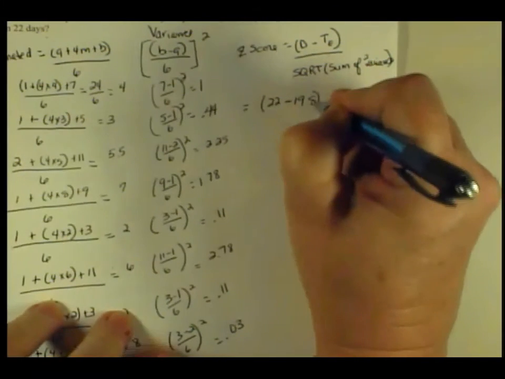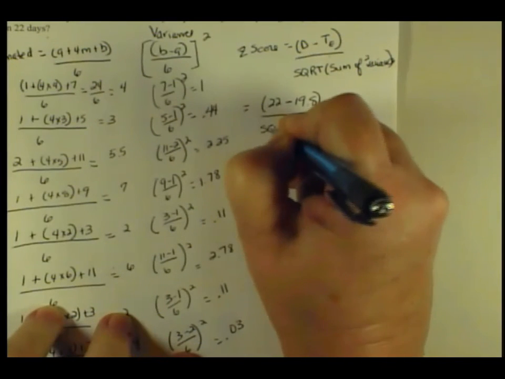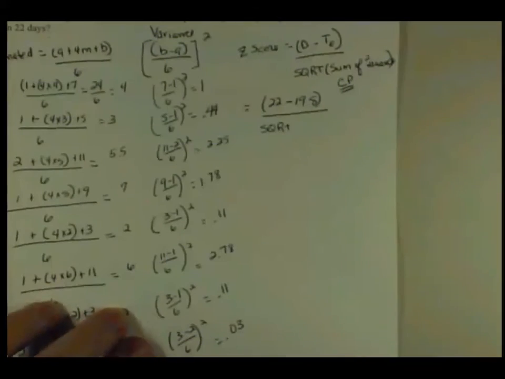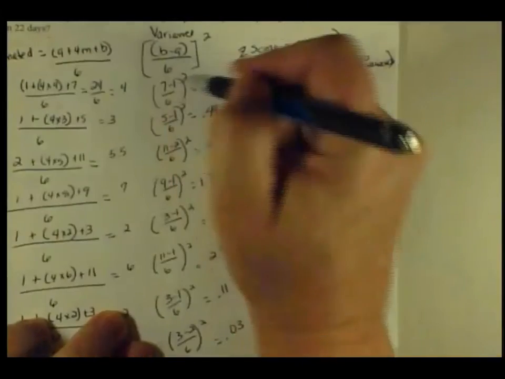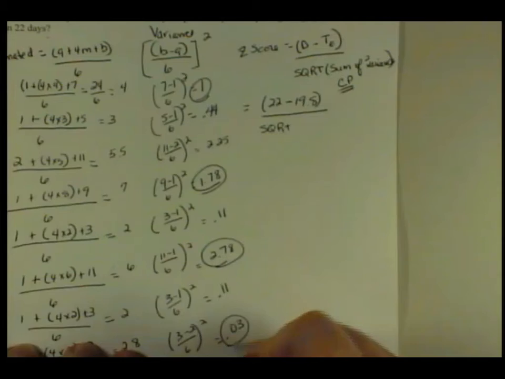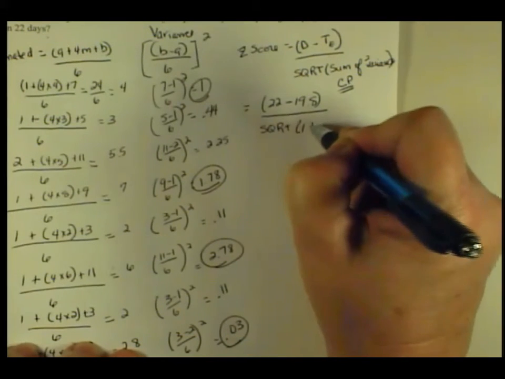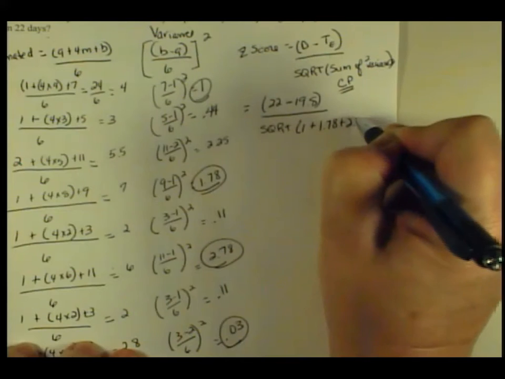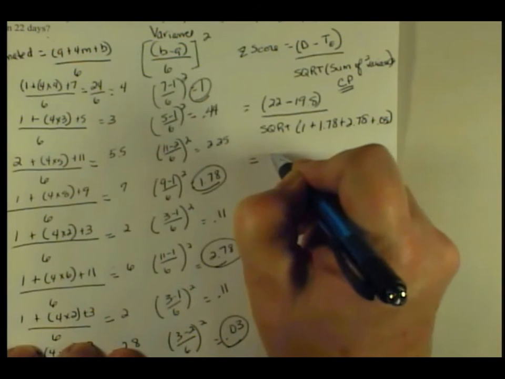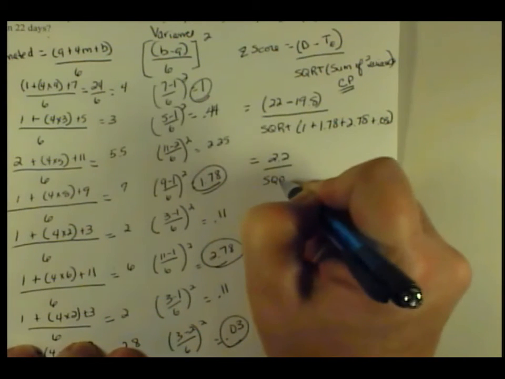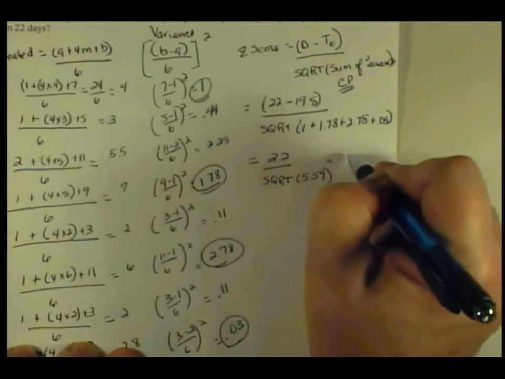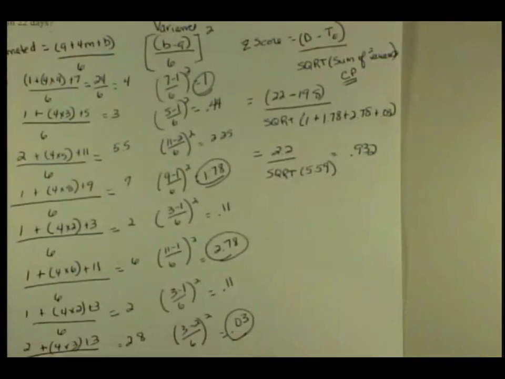And I'm going to divide that by the square root of the sum of the squared variances from the critical path. Don't forget that part. So my critical path was A, so I'm going to circle that, D, F, and H. So it's going to be the square root of 1 plus 1.78 plus 2.78 plus 0.03. So my z-score ends up being 2.2 divided by the square root of 5.59. And when we finish that out, it's 0.932 is my z-score.